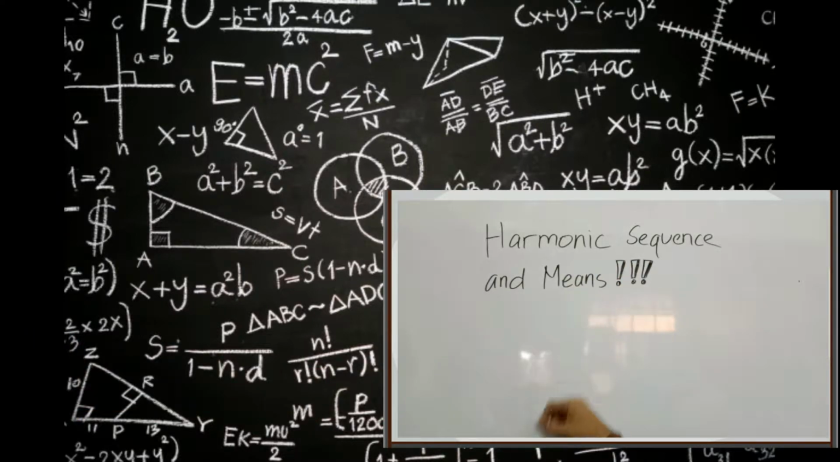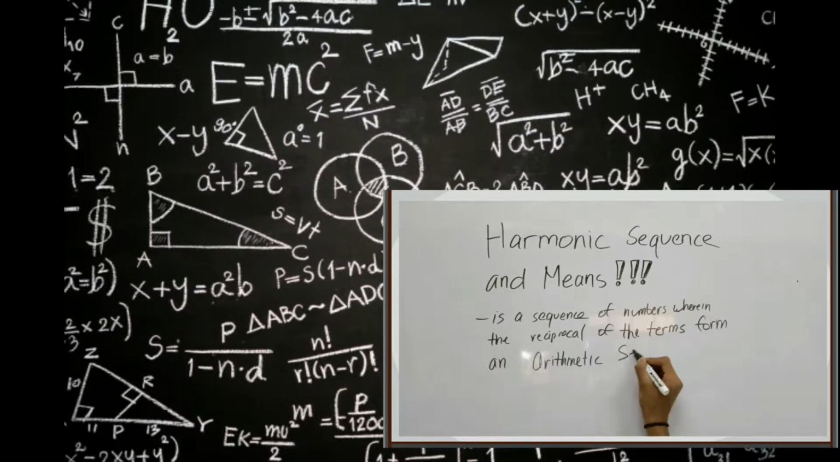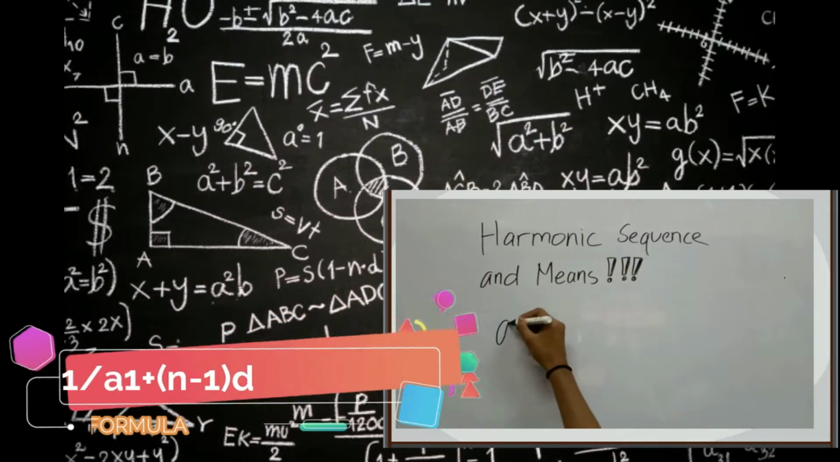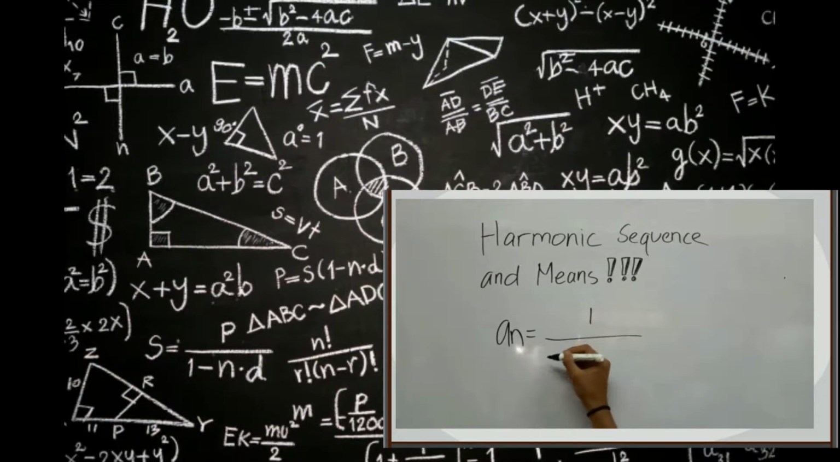What is the harmonic sequence, Prince? It is a sequence of numbers wherein the reciprocal of the terms form an arithmetic sequence. The formula for the harmonic sequence is a sub n is equal to 1 over the quantity a sub 1 plus parenthesis n minus 1 close parenthesis times d.